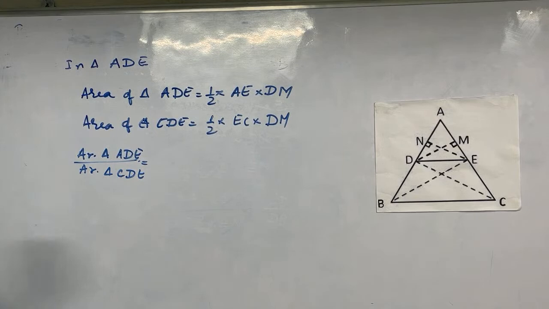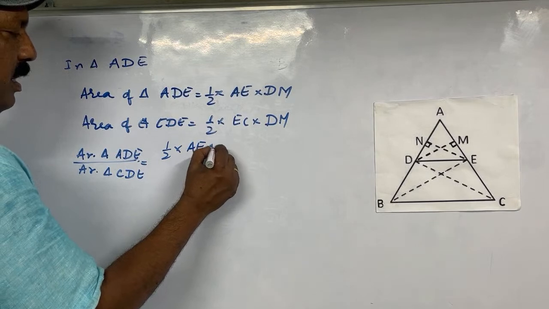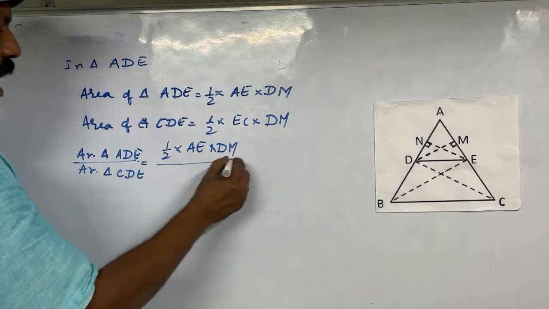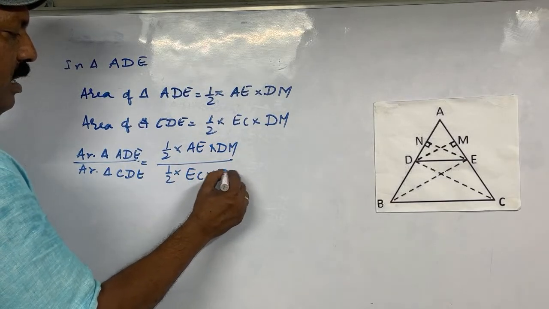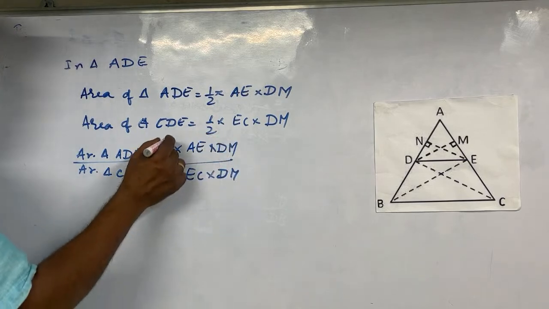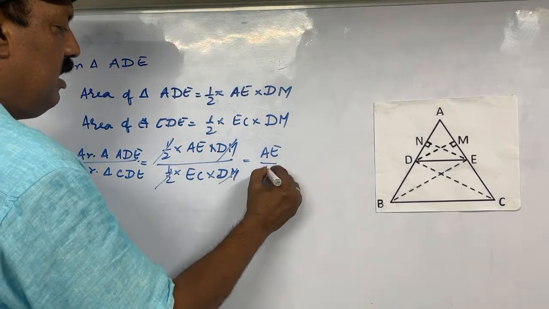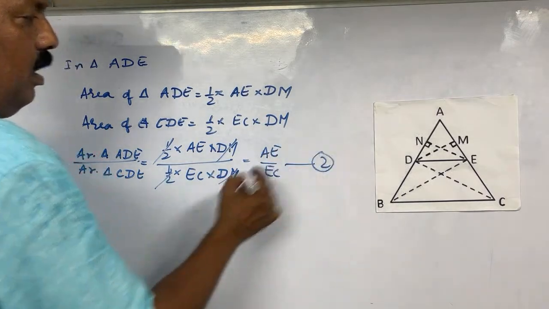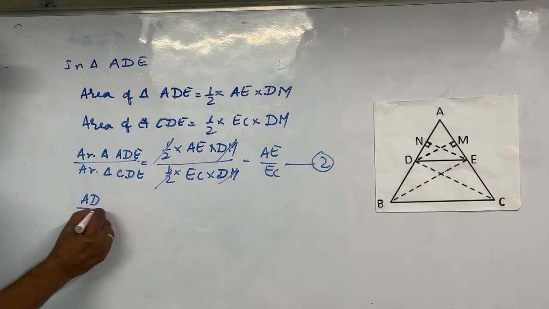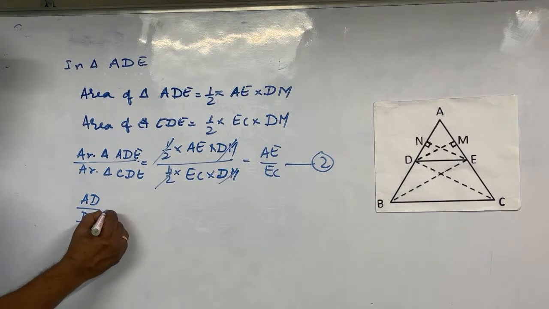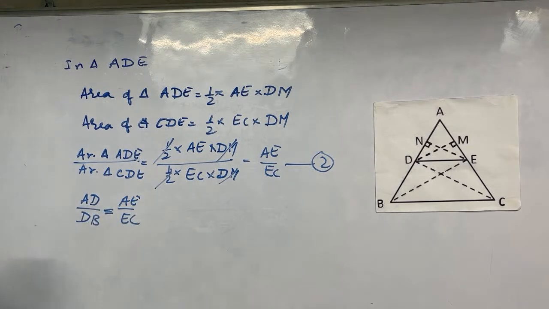So what is the area of the triangle here? Half into AE into DM by half into EC into DM. Here, because of the same height, half cancels, DM cancels. What is left over here? AE and EC. This is equation 2. In the first ratio, what I got? AD by DB. And in the second ratio, what I got? AE by EC. But here, how can you say these both are equal?